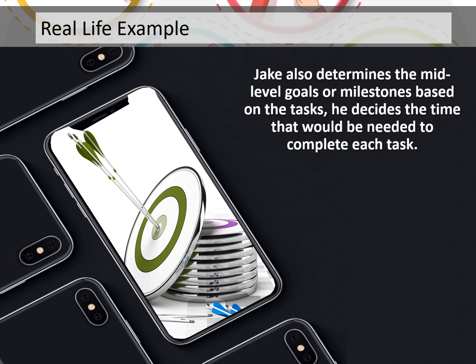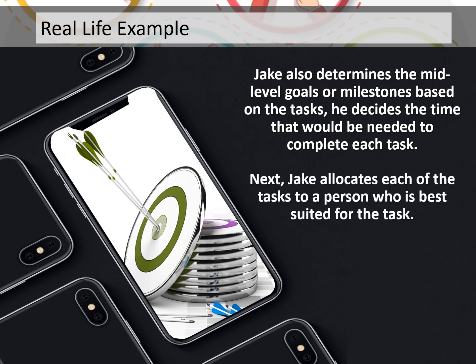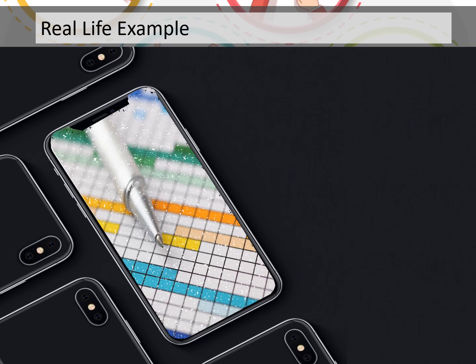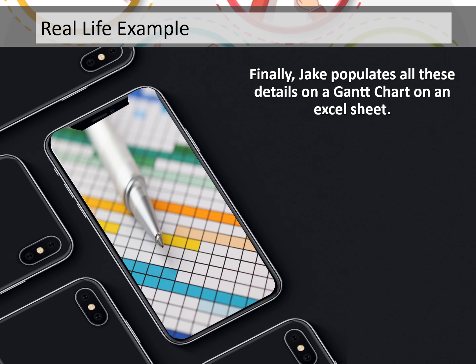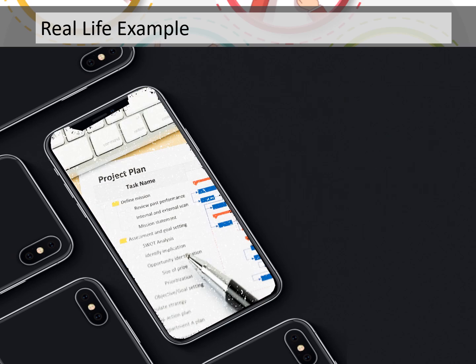Jake determines the mid-level goals or milestones based on the tasks. He decides the time that would be needed to complete each one. Next, Jake allocates each of the tasks to a person who is best suited for it. A few of the tasks he even distributes among groups of people so that they can be completed on time. He creates the Gantt chart in an Excel sheet and continuously keeps track of the progress of the project.